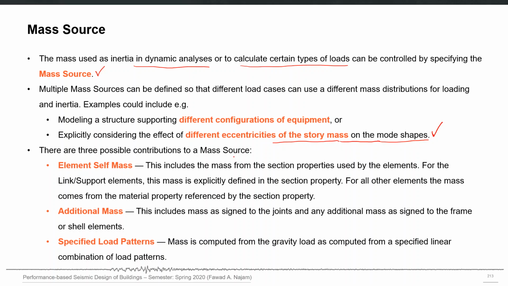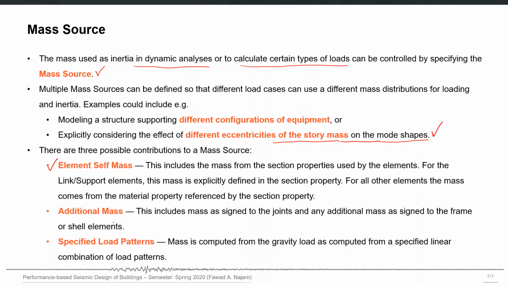There are three possible contributions to a mass source. The element self mass. This includes the mass from section properties used by the elements. For link support elements, this mass is explicitly defined in the section property. For all other elements, the mass comes from the material property referenced by the section property. So whatever the unit mass or unit weight you provide, the software will calculate the mass of that element and will use it to construct the mass matrix.